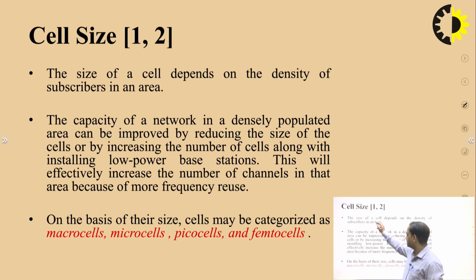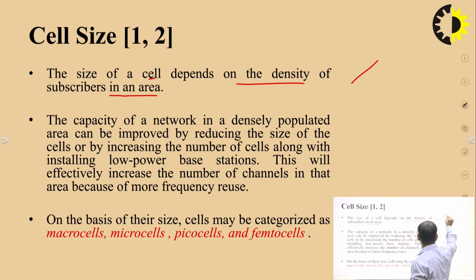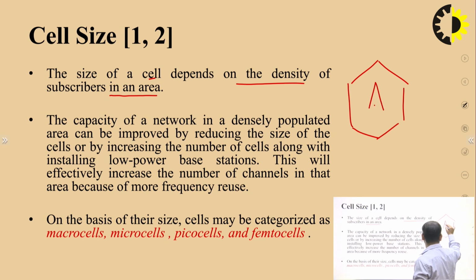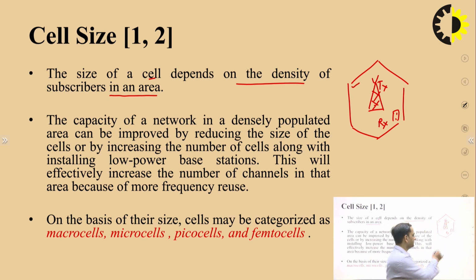Second is the size of the cell, which depends on the density of subscribers in the area. This is the cell, and in the center we have the base station, right? It is used as a transmitter, and the user, which is a mobile phone, is the receiver. So the cell size depends on the number of users or subscribers, and based on that, the cell size is decided.